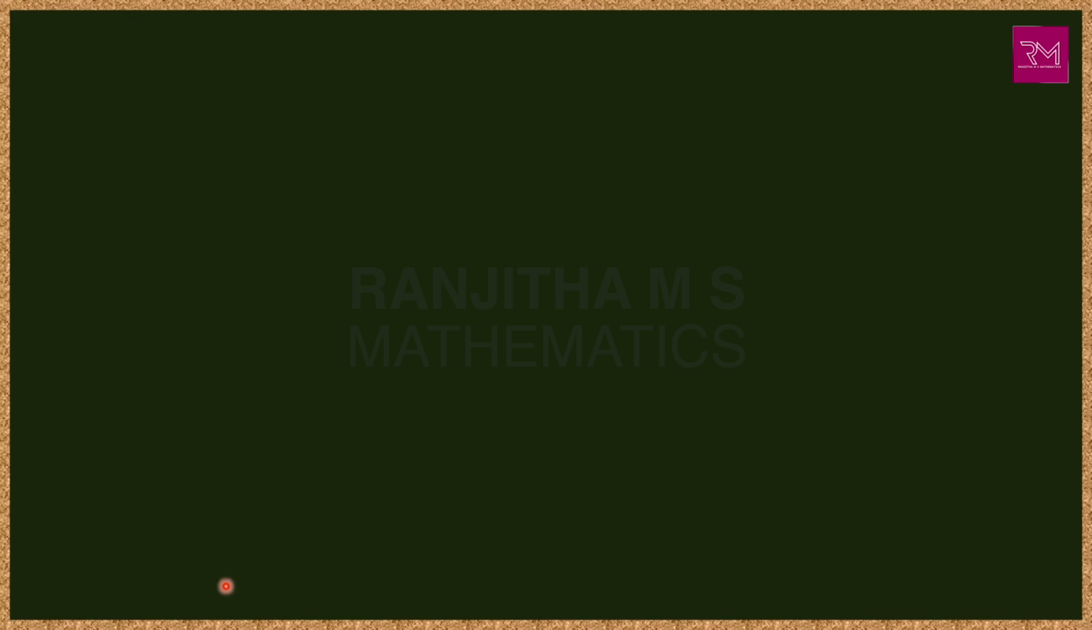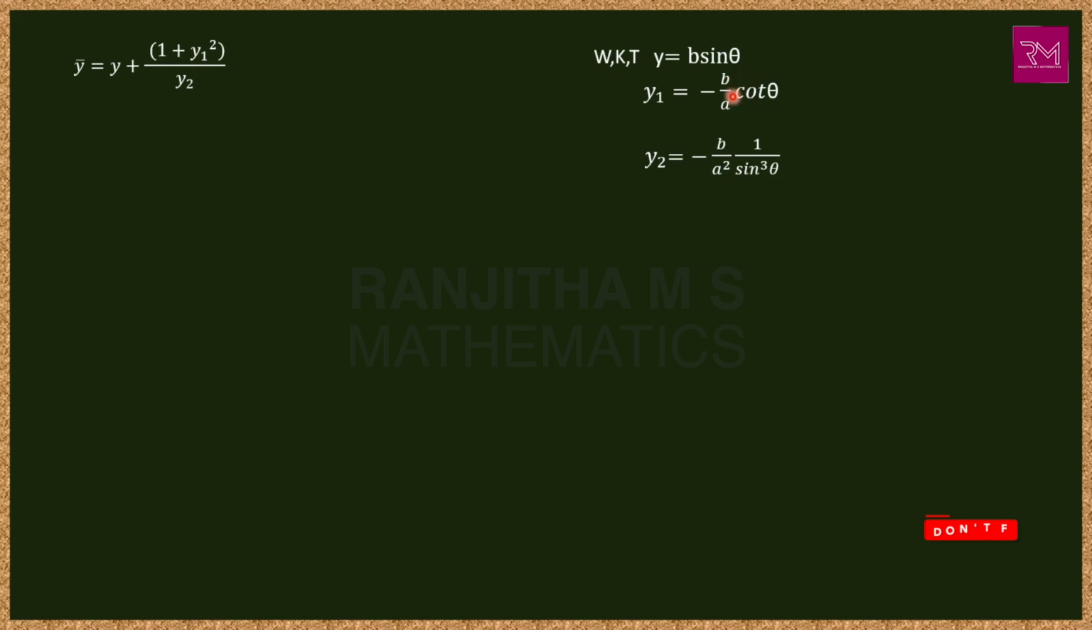Similarly, we have to find y bar value. Y bar is given by y plus 1 plus y1 square by y2. Here we have to substitute y as b sin theta. Y1 is minus b by a into cot theta. Y2 is minus b by a square into 1 by sin cube theta.